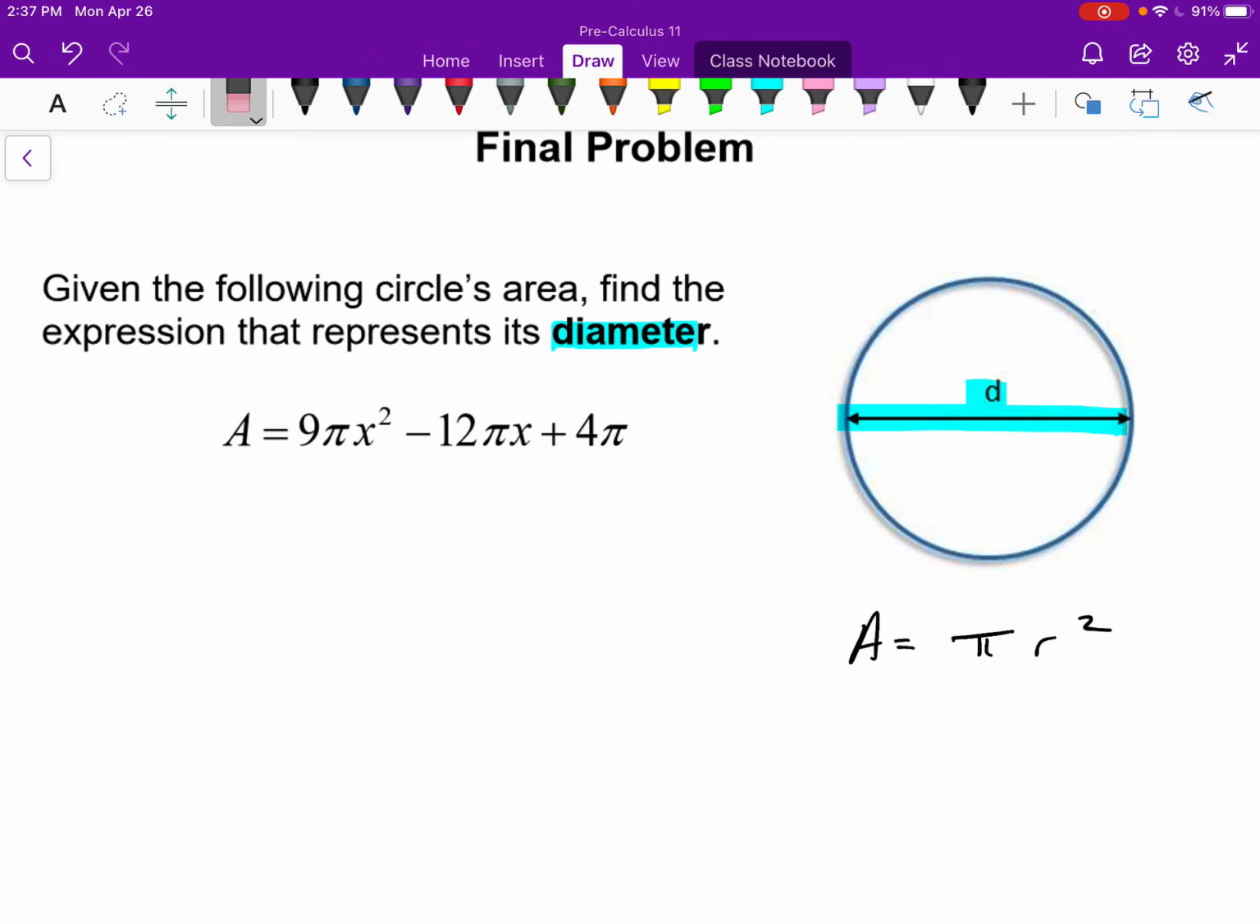Well, it's probably not surprising that factoring will come into play. And if you're ever unsure and you think factoring is going to come into play, you should always look for the greatest common factor first. In this case, there is a common factor of pi that I can take out of all of these terms. So let's take out a factor of pi from all these terms.